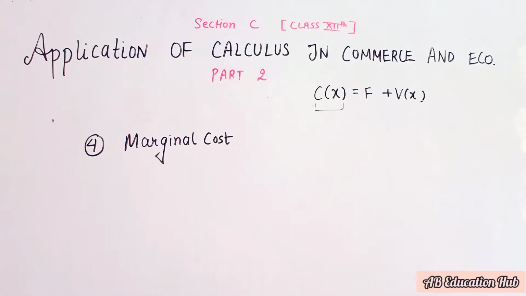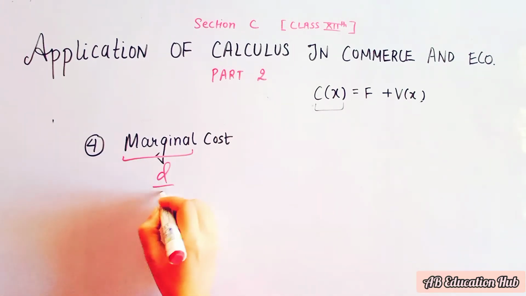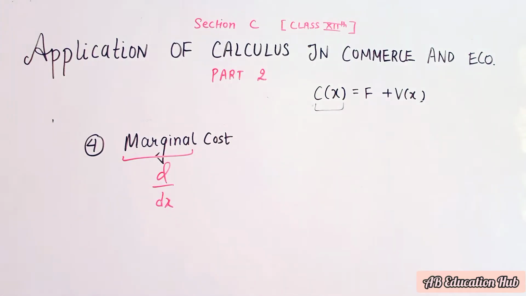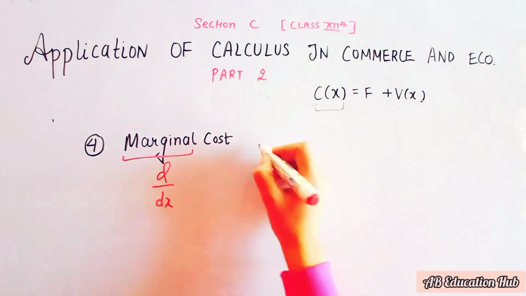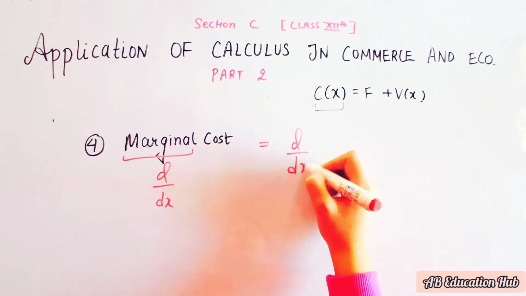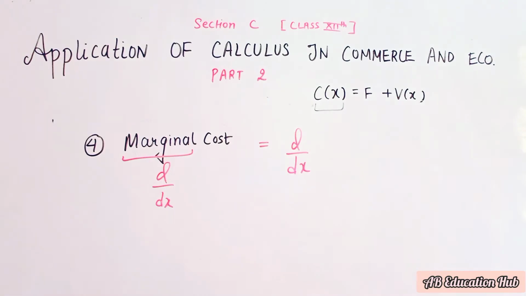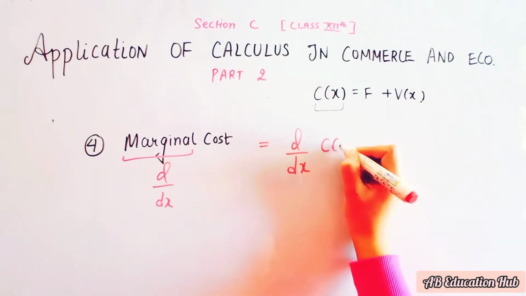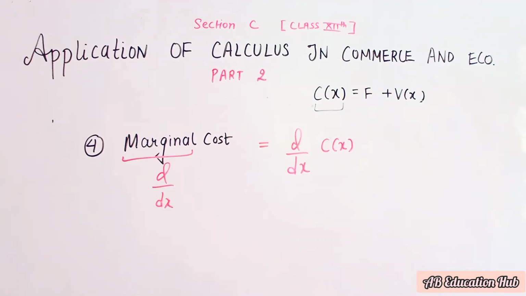Now the next formula is marginal cost. Marginal means d by dx. Every time you see this word marginal, you have to directly write d by dx. What is this? This is the cost function itself. It will be d by dx of C(x).